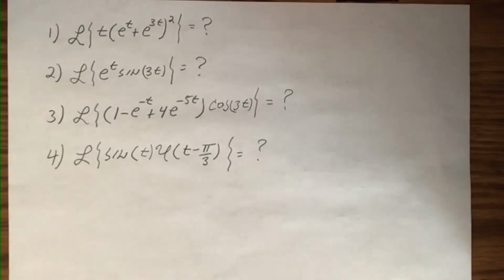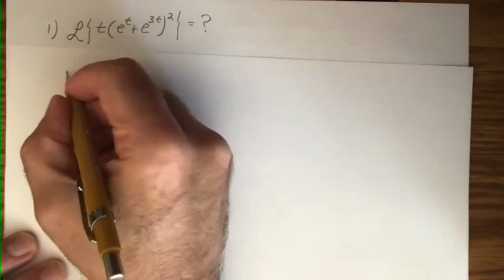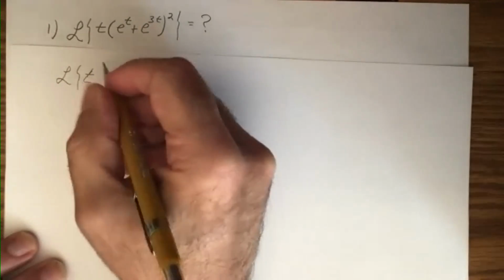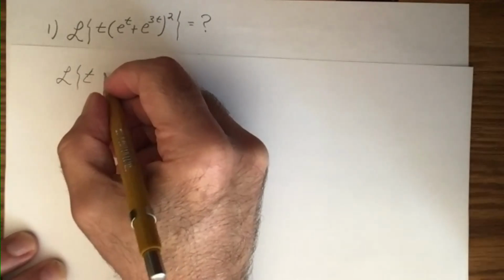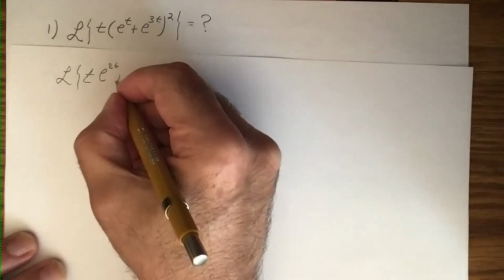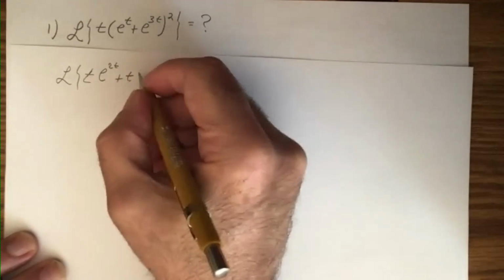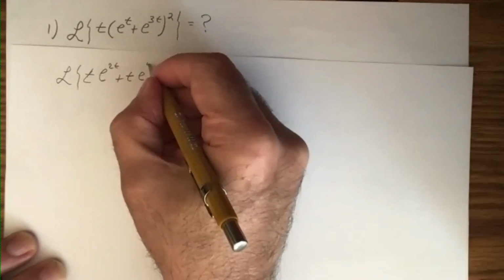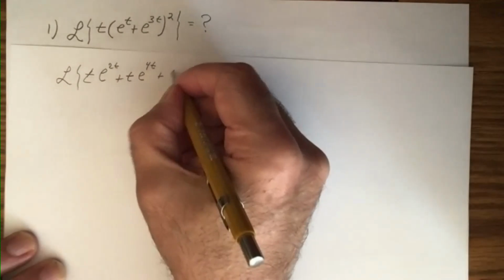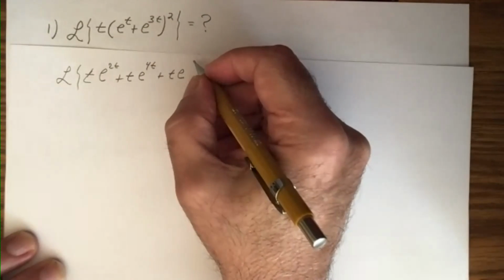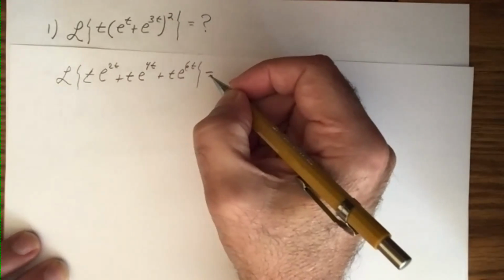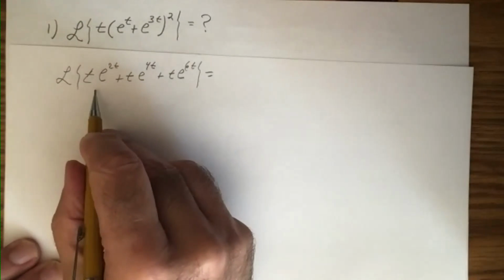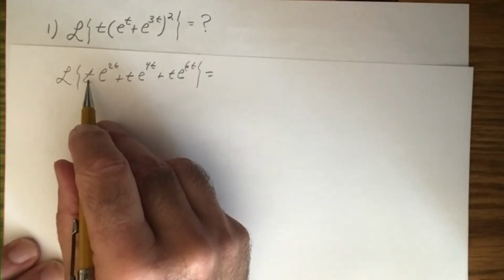Let's see. When I square this, I'm going to get e to the 4t squared plus t. Now I'm going to get the middle term. That's going to be t e to the 4t, right? Plus t e to the 6t. Hopefully everybody got that far. Okay, so now what is the Laplace transform of t?